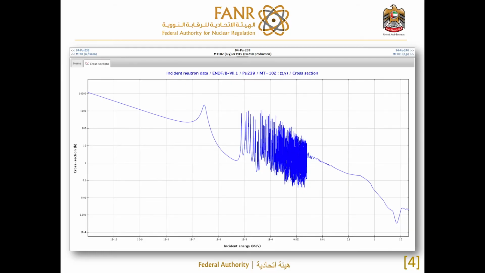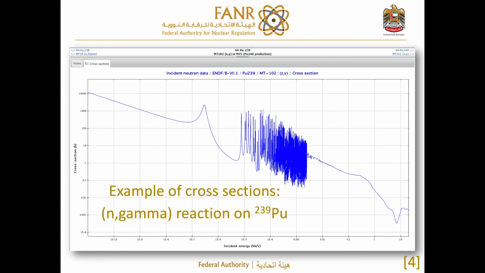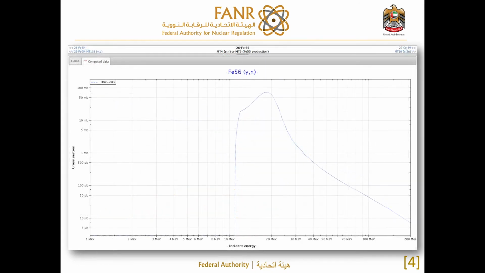Some examples we have seen previously. These are cross-sections related to nuclear reactions. This is the (n,gamma) reaction on plutonium-239, and you can see that on a log-log scale it has a typical linear behavior, with the exception of specific areas. The explanation doesn't really matter here. What's important is to have a look at these probability of interaction plots.